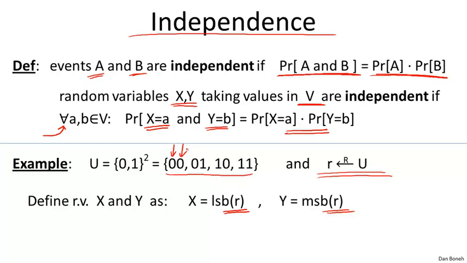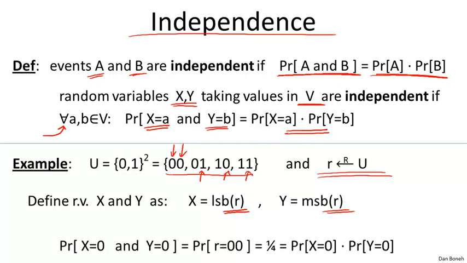Now, variables X and Y, why are they independent? Basically, if I tell you the result of the first flip, namely I tell you the least significant bit of r, so I tell you whether the first coin fell on its head or fell on its tail, that tells you nothing about the result of the second flip. Which is why intuitively you might expect these random variables to be independent of one another.